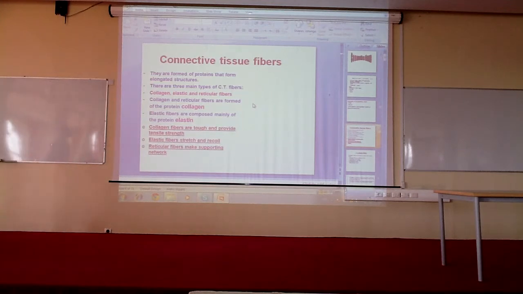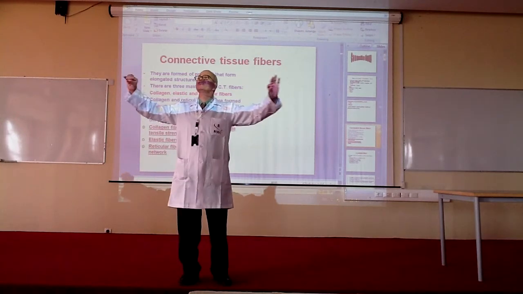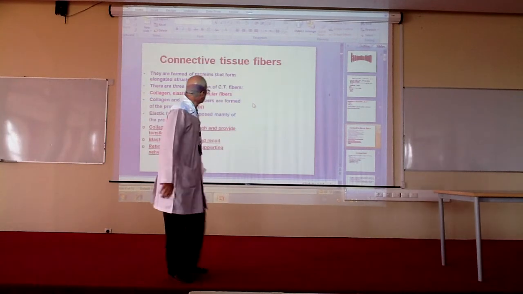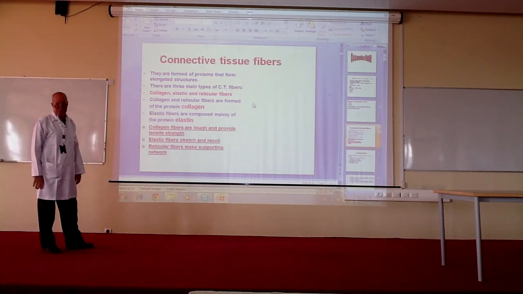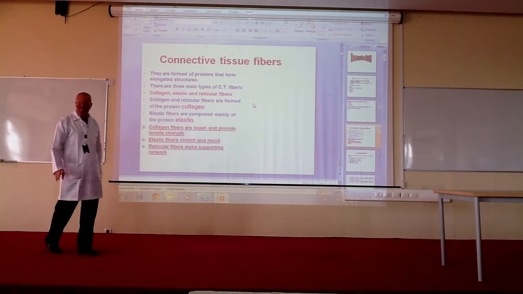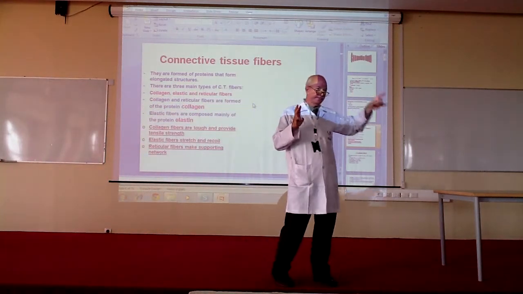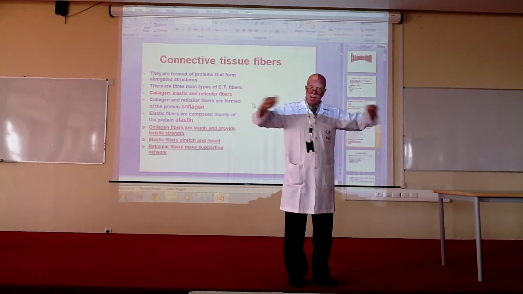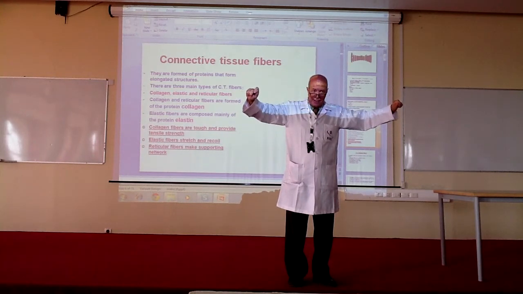Connective tissue fibers. What do you mean by fiber? A thin, elongated structure. They are formed of proteins. All fibers are formed of proteins. Collagen, which is the commonest type of protein in the body. Number 2, elastin. Less common, except in stretchable and recoiling sites, such as blood vessels or elastic ligaments.